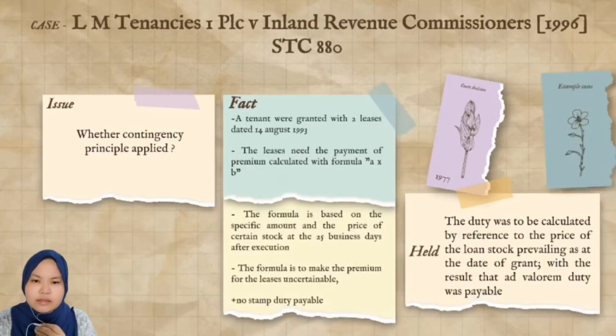Looking at another case, LM Tenancy PLC versus Inland Revenue Commissioner 1996, the facts are about a tenant who was granted two leases dated 14 August 1993. The lease needed the payment of a premium calculated with the formula A plus A times B. The formula is based on a specific amount and the price of a certain stock 25 business days after execution. The formula is to make the premium for the lease unascertainable, and there's no stamp duty payable.